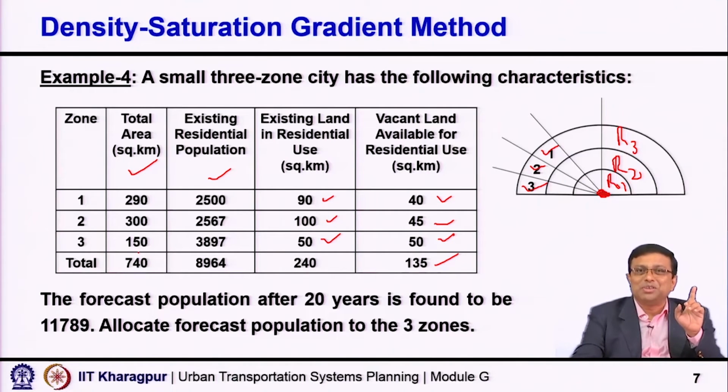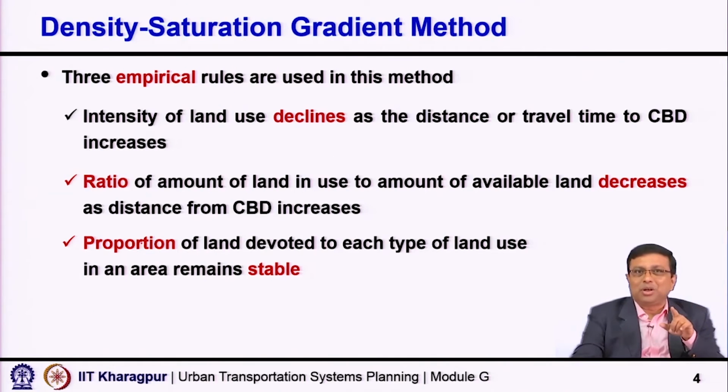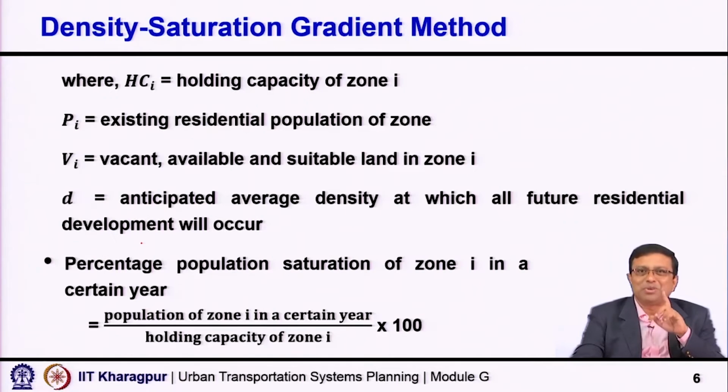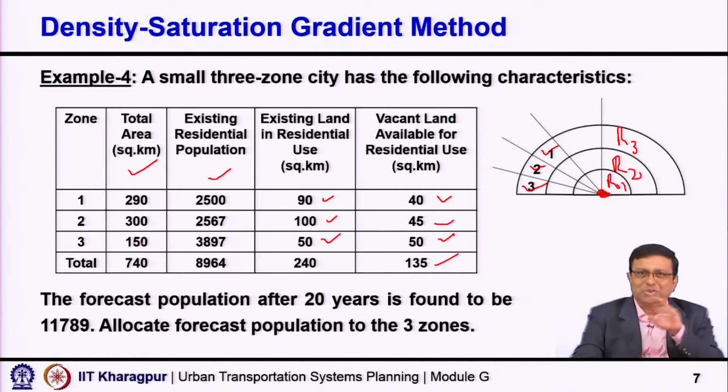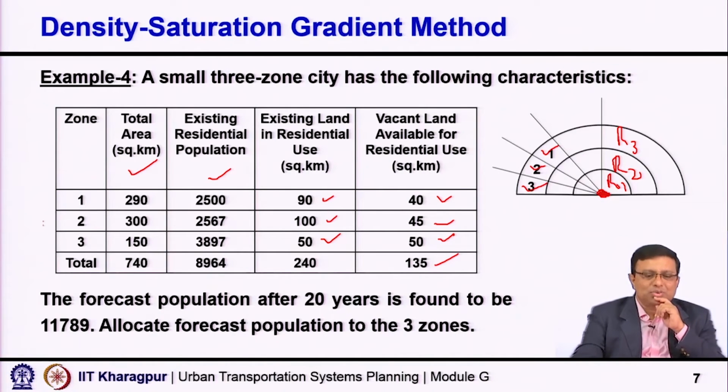Remember that rule 3, this one, the proportion of land devoted to each type of land use in the area remains stable. So, not that everything will come only for one particular land use, different types of use also will be there. So, for example, 290 square kilometer is available in zone 1, 90 square kilometer is used presently for residential population, and another 40 square kilometer may be made available, the remaining for other purposes.